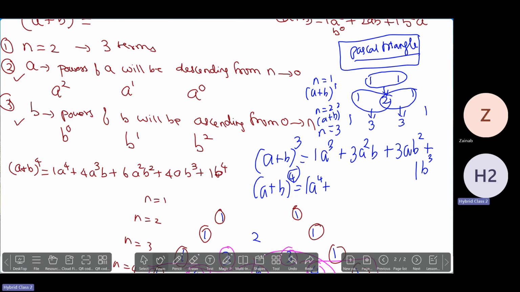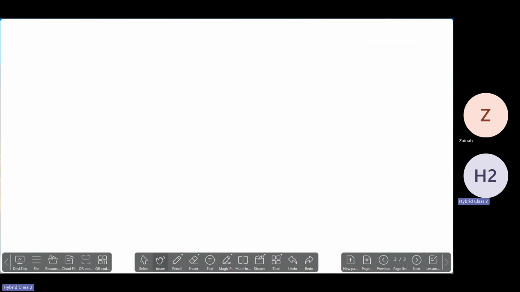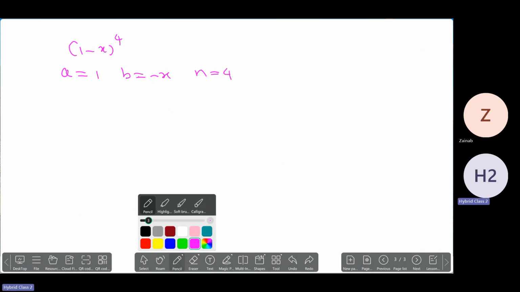1 minus x whole power 4. See, if a minus term comes, that minus is to be taken as part of B. Listen: 1 minus x, if it is given as (1 minus x) whole power 4, what is A, what is B, what is N? B should be taken including the sign. N is 4. So I can write now. See how you are going to expand.